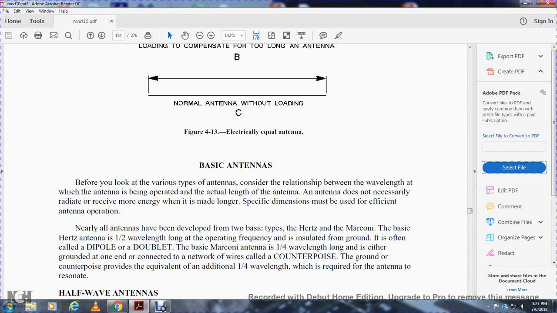Basic antennas. Before you look at the various antennas, consider the relationship between the wavelength of the frequency being operated and the actual length of the antenna. An antenna does not necessarily radiate or receive more energy when it is made longer. Specific dimensions may be needed for efficient operation of the antenna.